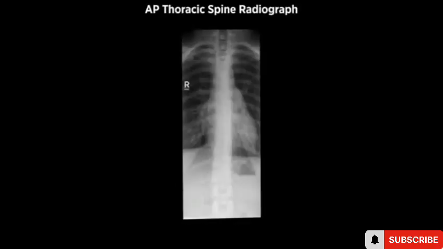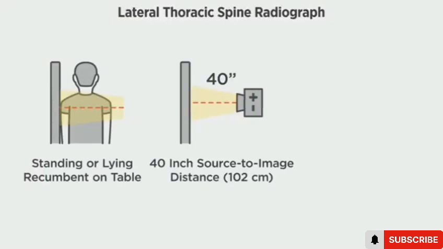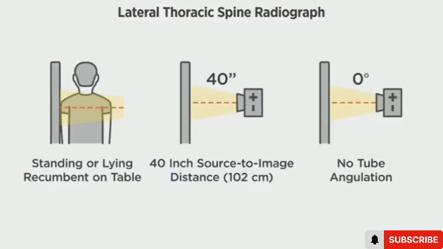A diagnostic AP thoracic spine radiograph must be free of motion and rotation. Demonstrated anatomy to include the 12 thoracic vertebrae, aligned in the middle of the image with proper visualization of soft tissue and bony detail. Thoracic spine should be performed with the patient standing at the upright bucky or lying on the table, with a 40-inch source to image distance.